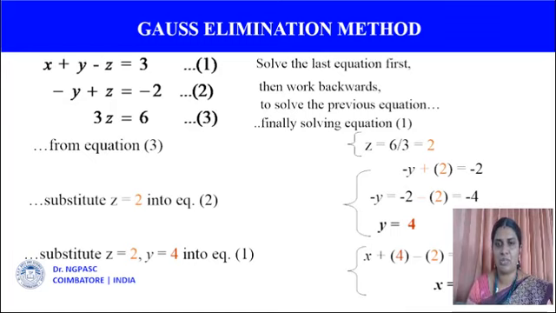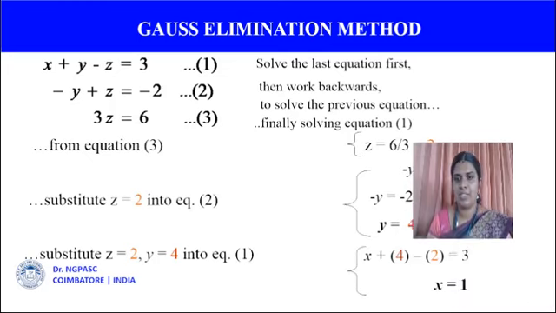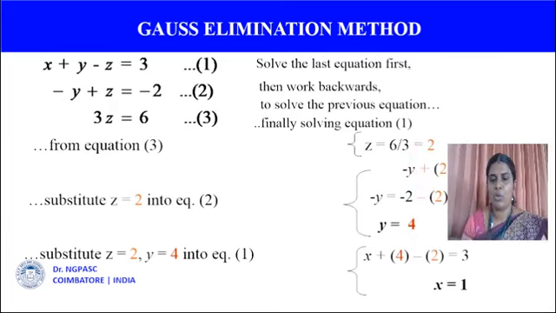So now you substitute the z value, 6 by 3, which is 2. Now you have got the z value to be 2. Now substitute the z value in equation 2, you get y value as 4, and you substitute both y and z value in the first equation. So you get the x value to be 1. Okay, so it is a very simple method. Just you have to augment the matrix and bring it to the upper triangular matrix.